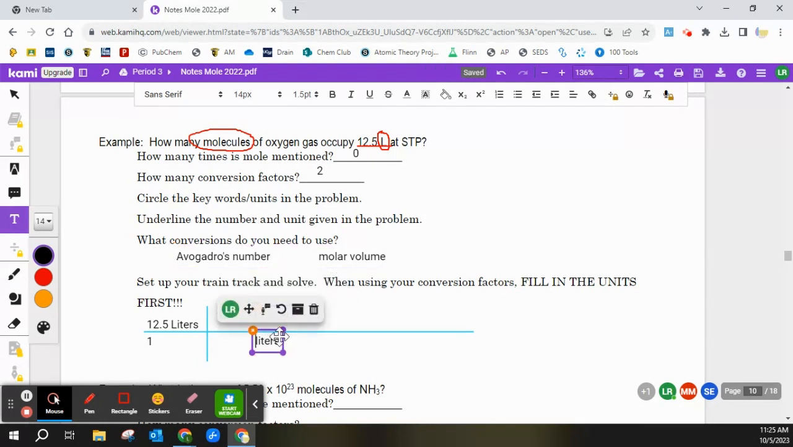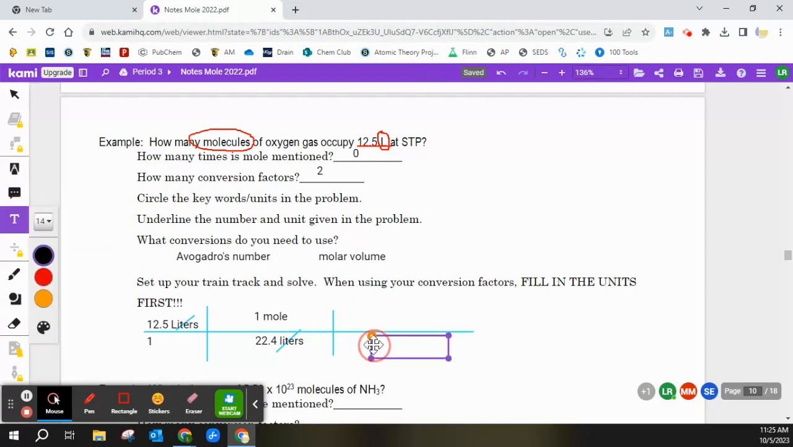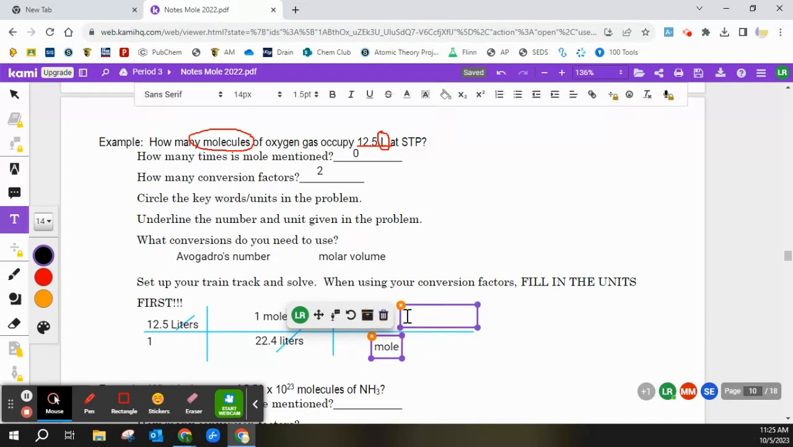Okay, which means there's only one other spot to put a number. That other spot is next to liter. If the unit is liter, it's got to be 22.4. Now my unit liter can cancel. If I stop here, I'm at the unit of mole. I don't want to be at the unit of mole. I want to be at molecules. So I need to do 1 more conversion, which means mole is going to come down. And then molecule goes to the top.